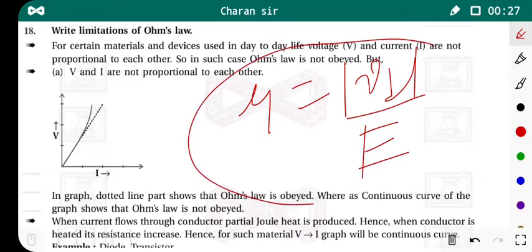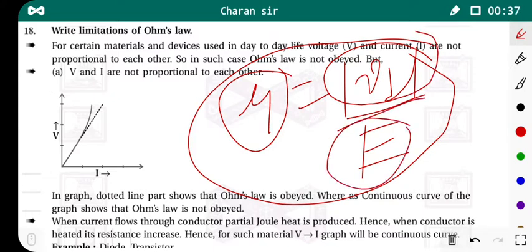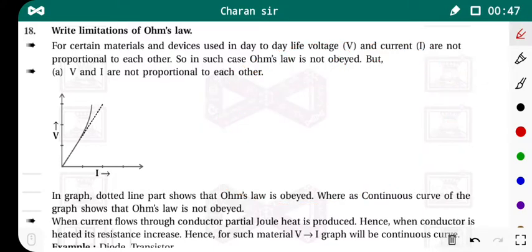From this equation we define mobility: the mobility is defined as the magnitude of the drift velocity of the electron per unit electric field. That is known as mobility. We discussed this topic in the previous video. Now today in this video we are going to study the limitations of Ohm's law.